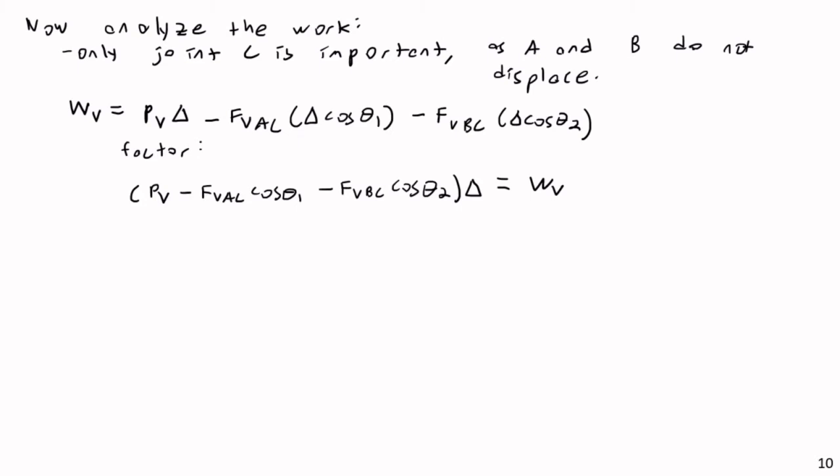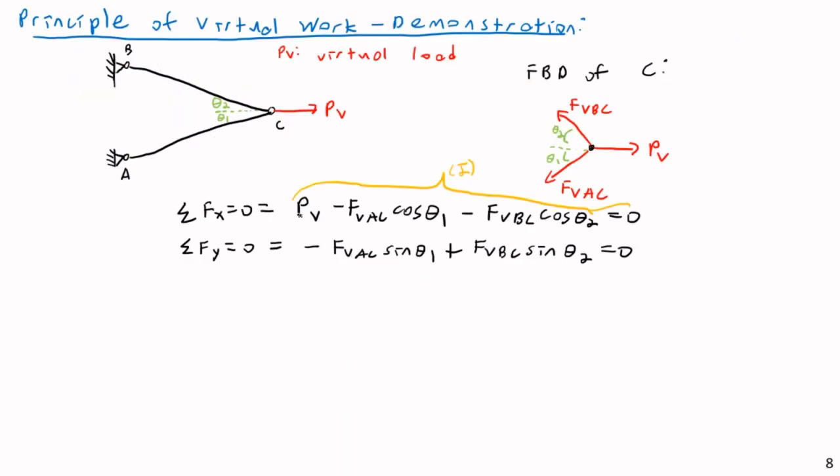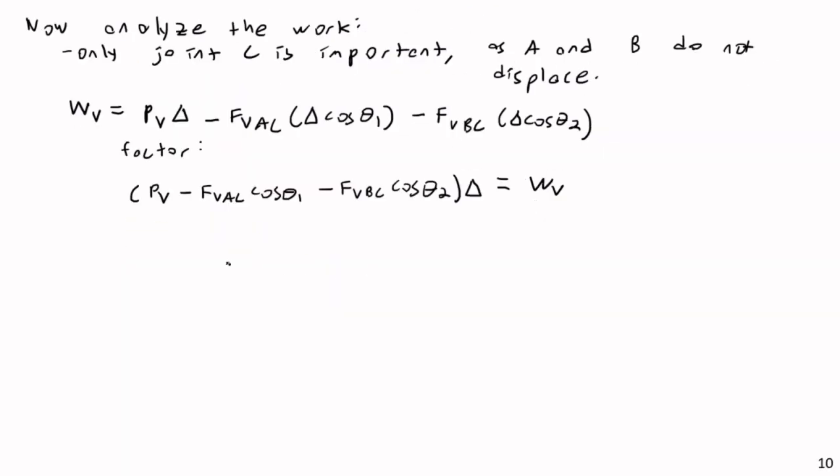Now what else, though? Ah, but take a look at this. Remember this here, how I said we're going to save this? P V minus, oh, that looks familiar. That's exactly what we have. It's almost like it's a derivation. So all of this here must equal zero. So therefore, via that equation one from earlier, all of this is equal to zero, therefore the total virtual work is zero.